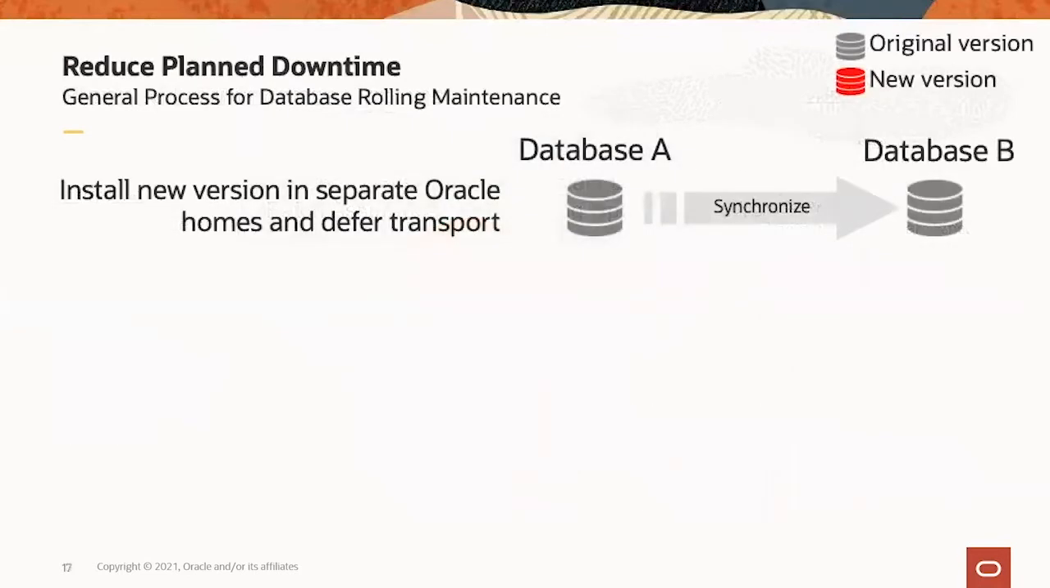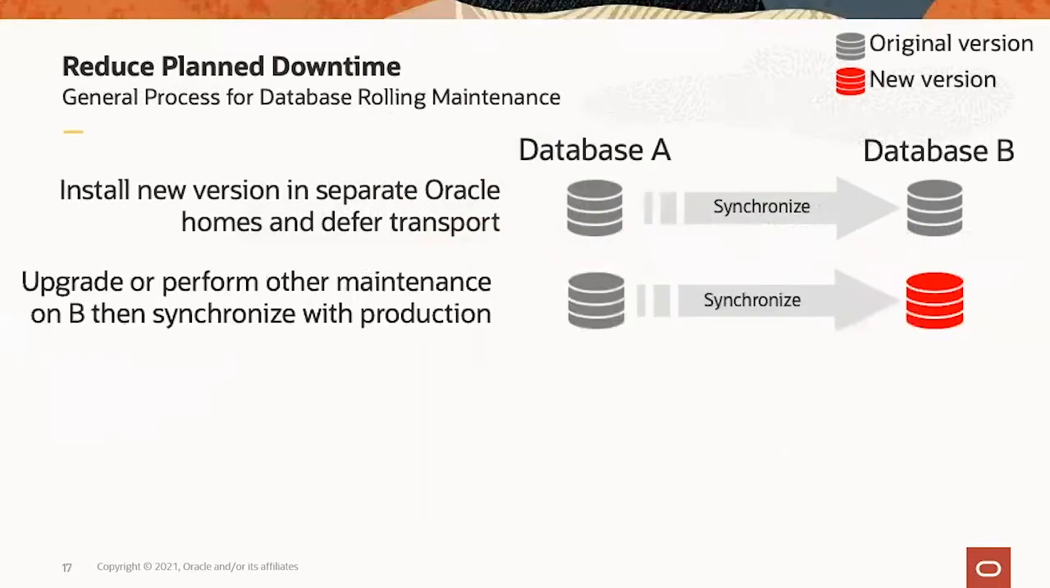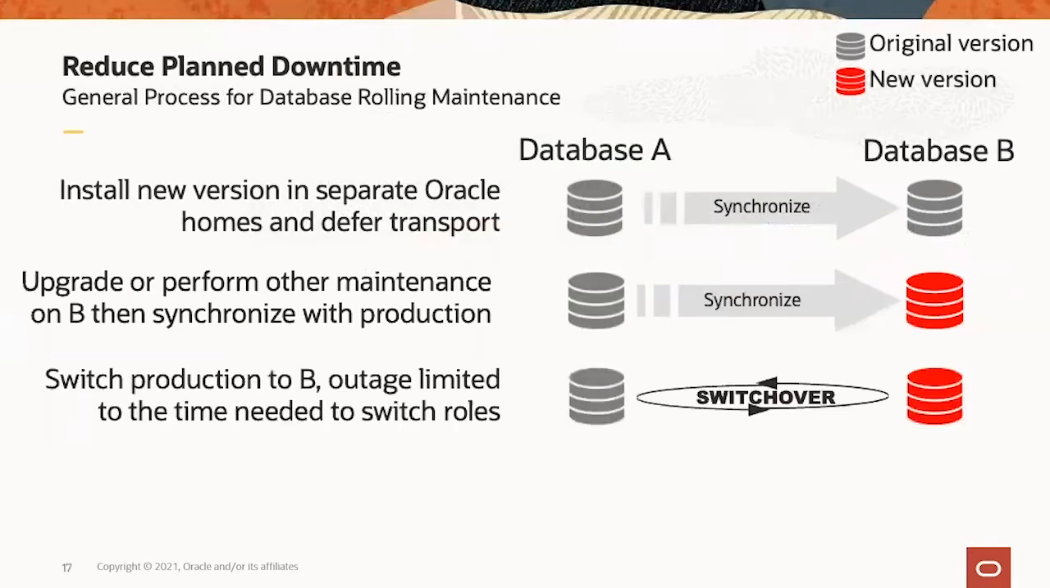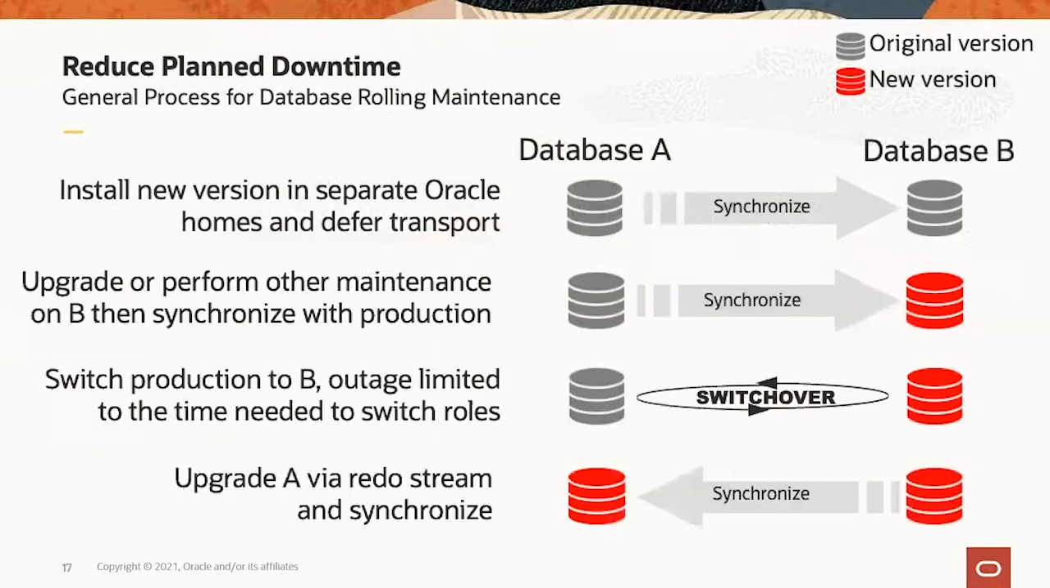Basically, first what you are doing is you install a new version in each location, in database A and database B. Then we are going to upgrade or perform other maintenance on B, and then we are switching. We perform a role transition, and that leads to database A getting synchronized just via the redo stream, because database B was upgraded already. When we do a role transition, database A catches up. So let's see how that works in detail for a transient logical standby.